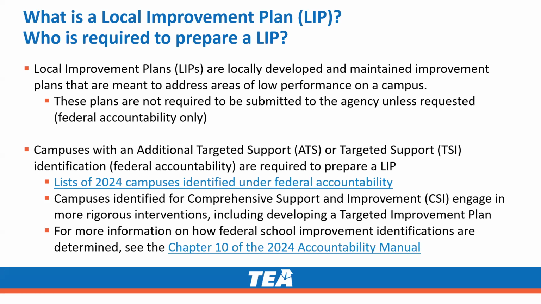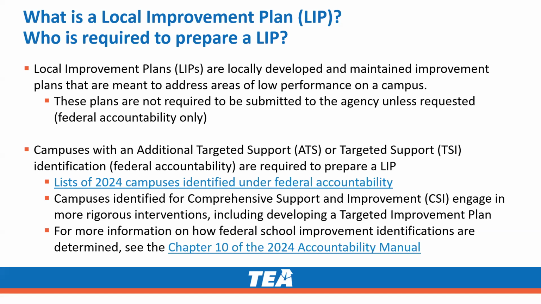All right, so we'll begin by talking about what a local improvement plan, or a LIP, is and who is required to prepare this. A local improvement plan is a plan that is locally developed and maintained by the district that's meant to address areas of low performance on a campus. These plans are not required to be submitted to the agency unless we request it, and this is for federal accountability only.